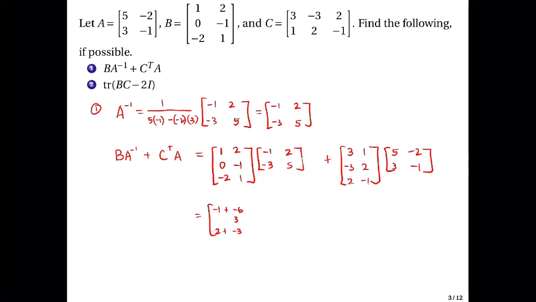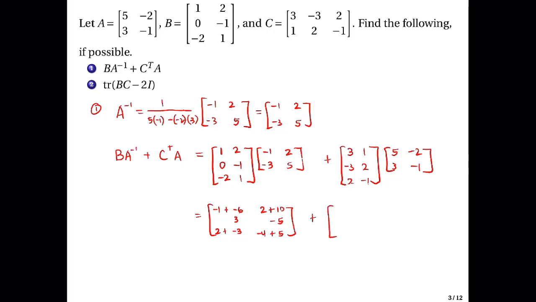And then for this column here, we have 1 times 2, that's 2. Then 2 times 5, that's 10. And then here 0 times 2, that's 0. -1 times 5, we have -5. And then we have -2 times 2, that's -4. Then 1 times 5, that's +5. So this is BA inverse.